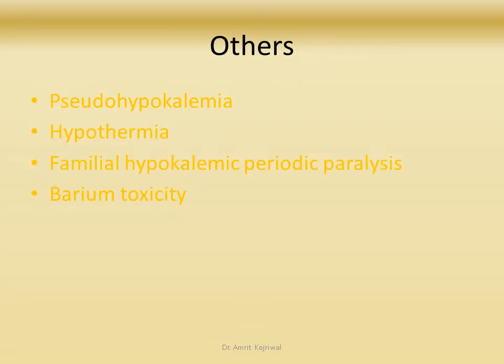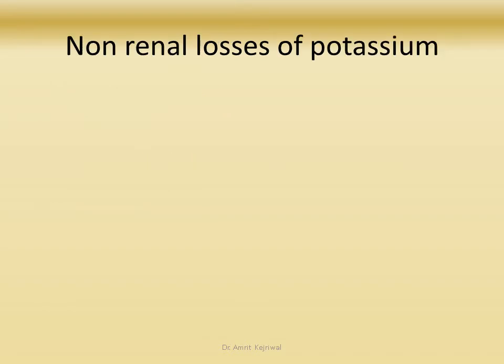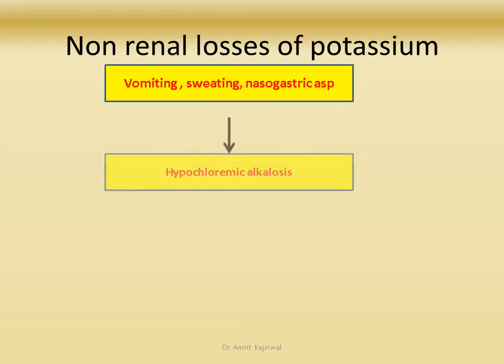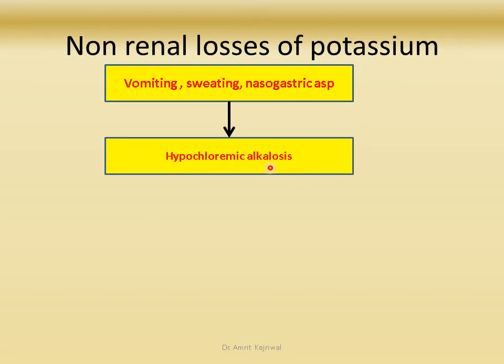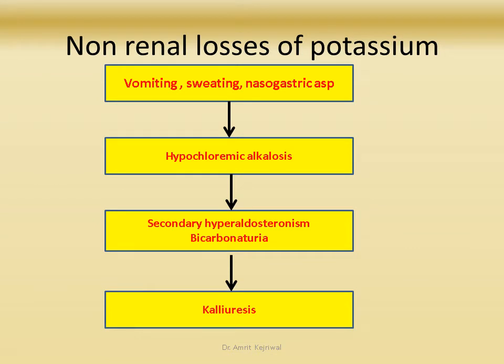There are other causes of hypokalemia also, such as pseudohypokalemia, hypothermia, familial hypokalemic periodic paralysis, and barium toxicity. Coming to the non-renal loss of potassium, mainly from the skin or the GI tract, such as vomiting, sweating, and nasogastric aspiration. These lead to hypochloremic alkalosis due to dehydration, and the dehydration with hypochloremic alkalosis leads to secondary hyperaldosteronism and bicarbonaturia. This secondary hyperaldosteronism and bicarbonaturia leads to kaliuresis.